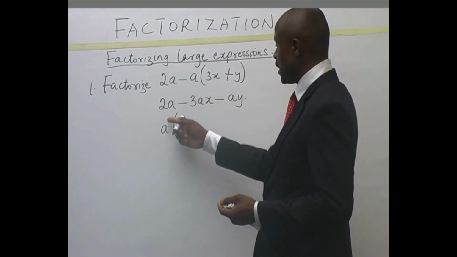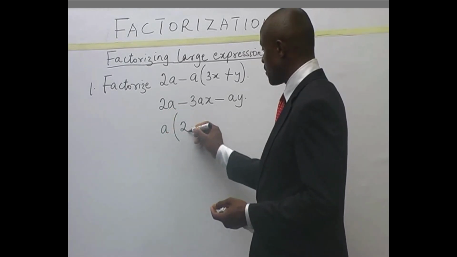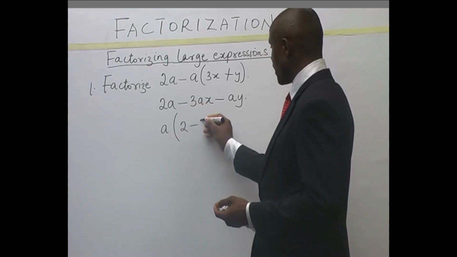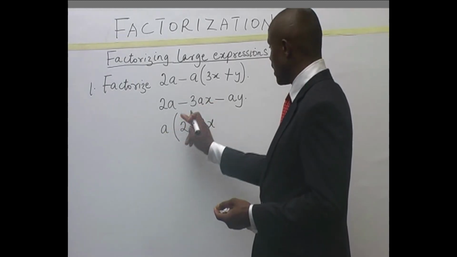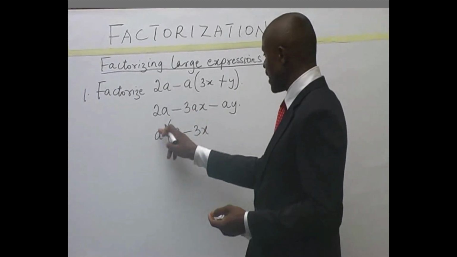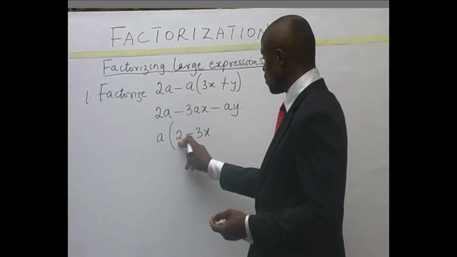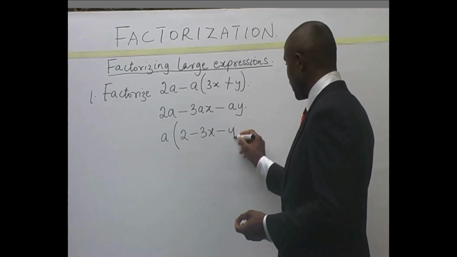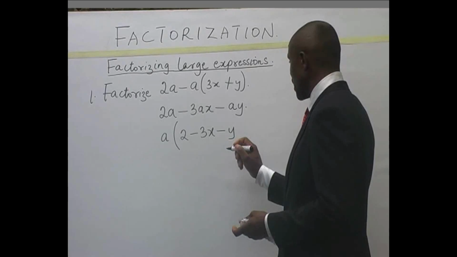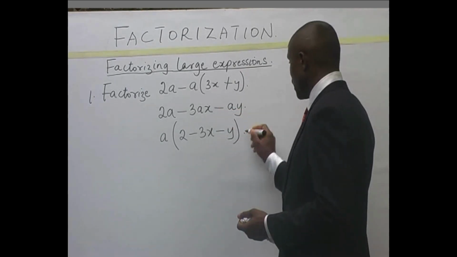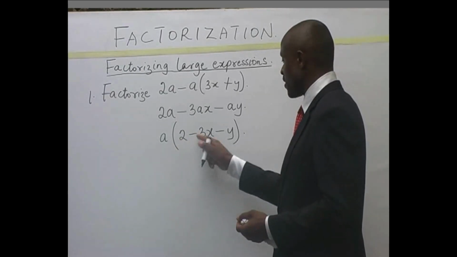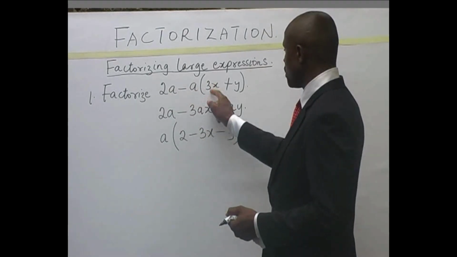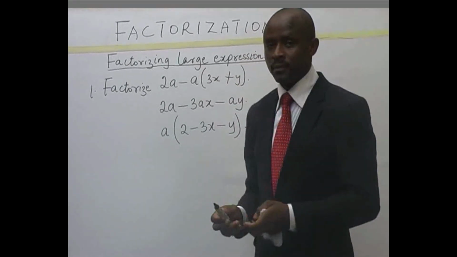Begin to divide the terms differently with a. 2a divided by a, 2 will be left. Minus 3ax divided by a, minus 3x is left. That means we cancel a, you'll be left with minus 3x. Just like a cancelling a, you'll be left with 2. Minus ay divided by a, you have minus y, because we cancel the a and it leaves you with minus y. That means a into 2 minus 3x minus y becomes the factorization of 2a minus 3ax minus ay.